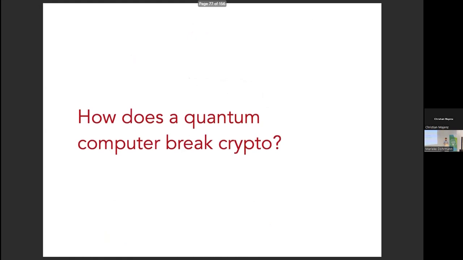Now comes the interesting part. Of course, other parts are also interesting, but now comes a really interesting part, and that's also one for me to explain: how does a quantum computer break cryptographic algorithms? I want to look at the example of RSA.